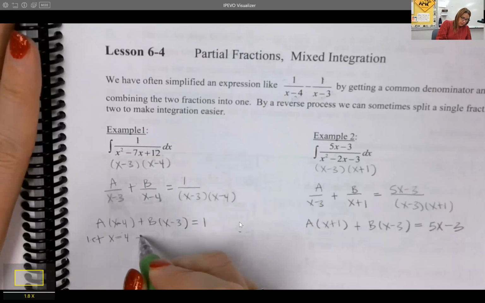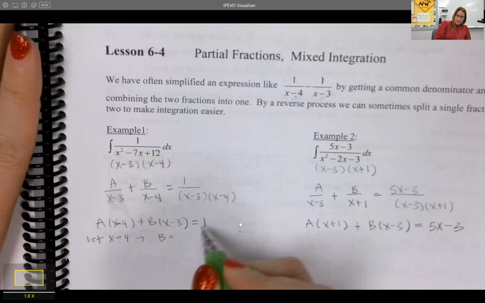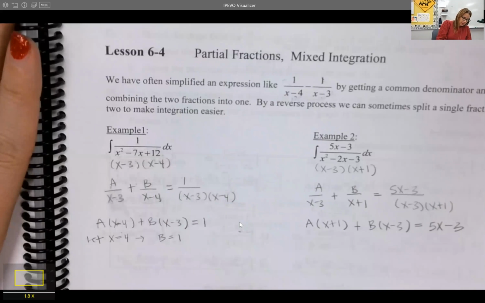Then I'm going to plug a 4 in here, and I would get 0. And then 4 minus 3 is 1, so I would get b, and that would get 1. So b would equal 1, okay?